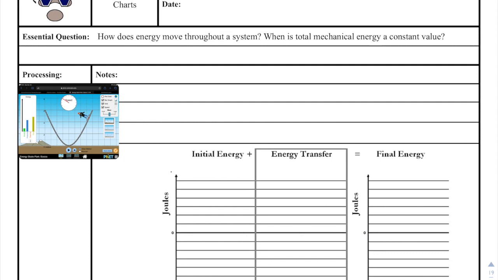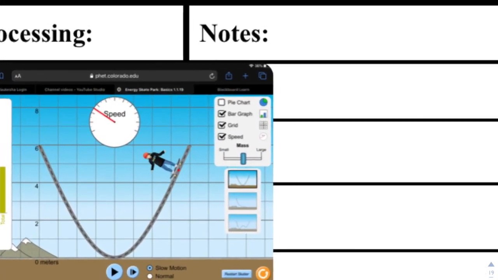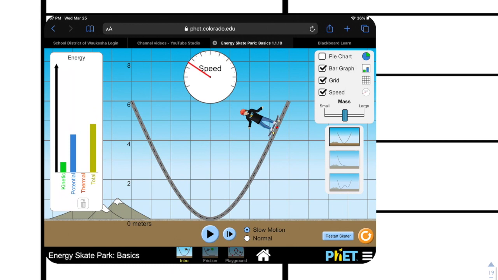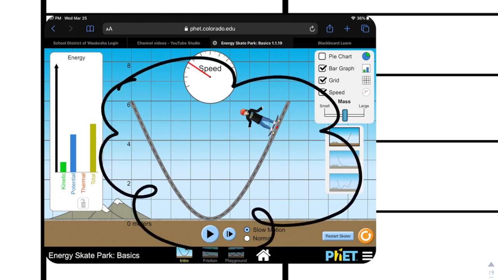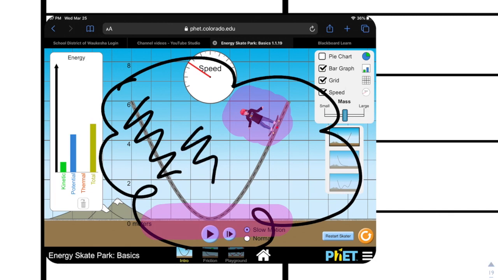So how are we going to use these energy conservation bar charts when energy is being conserved from the initial to the final state of the object? First we're going to need to identify our system. I'm using our simulation here, and I'm going to put a little bubble around my system. My system is going to consist of my person on their skateboard and the earth. Everything else is not part of my system. The track is not part of my system, the air is not part of my system, etc.